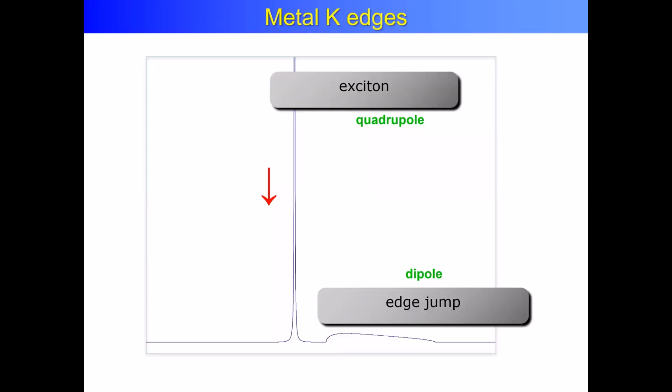Metal K-edges. The interpretation of metal K-edges is initially quite straightforward. You have excitons, which you can reach by quadrupole transitions, and you have the edge jump, which you can reach by dipole transitions. So that's qualitatively the interpretation of every X-ray absorption spectrum, but not always you see the excitons and not always you see the edge jump. But in metal K-edges you see both, so both are quite clear in the experimental spectra.